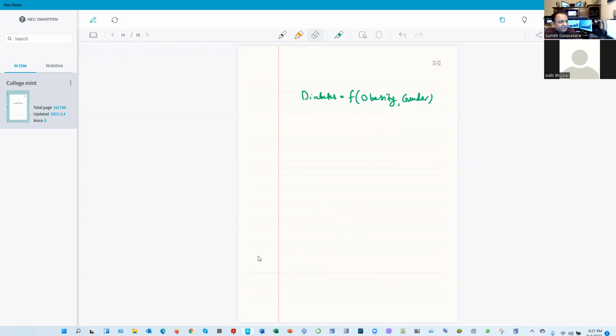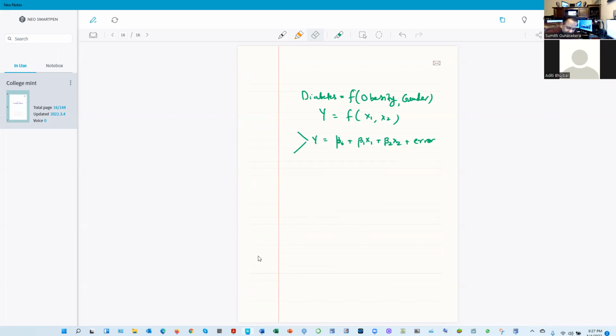Y is a function of x1 and x2. Then how are you going to write this? Y equals beta naught plus beta 1 x1 plus beta 2 x2 plus error. That's the normal procedure of writing it. But you cannot tackle it that way for a reason: this one is dichotomous.